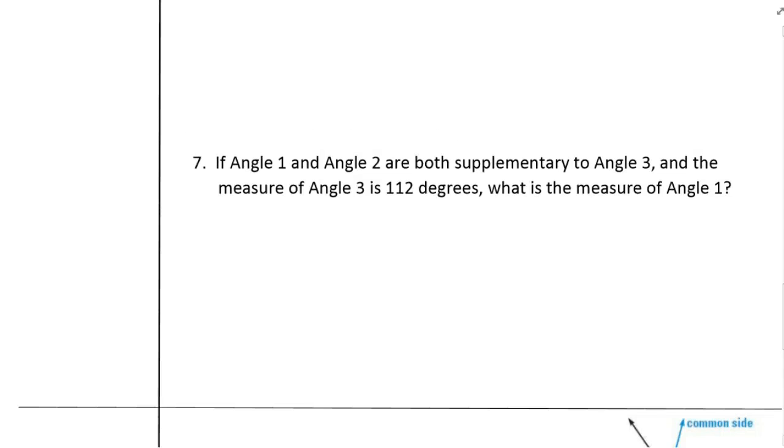So let's go down to number 7. If angle 1 and angle 2 are both supplementary to 3, so think about what that says. Angle 1 is supplementary to 3, and angle 2 is supplementary to 3. Let's write that. Angle 1 plus angle 3 are 180. And also they're telling us angle 2 plus angle 3 is 180. Okay, so we've got our two equations set up. It says the measure of angle 3 is 112 degrees. What's the measure of angle 1?